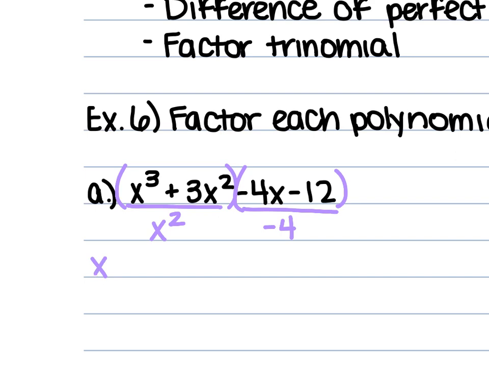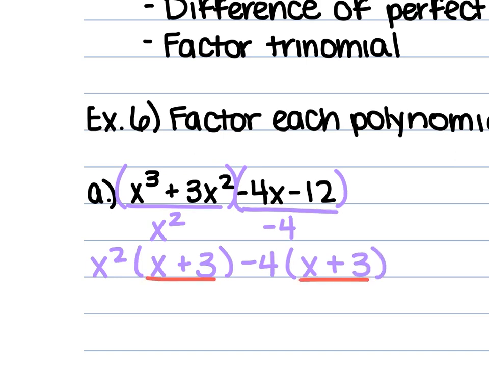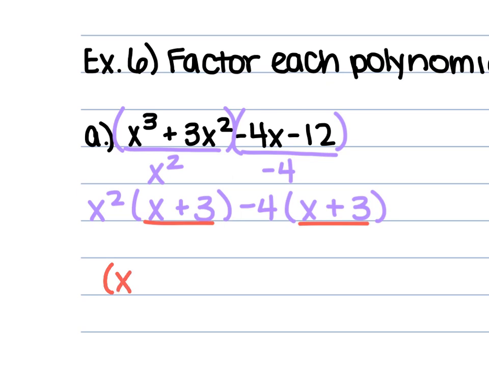So this is going to leave us with x squared times x plus 3. Where the 4 is going to factor out to be negative 4 times x plus 3. Because both of those parentheses are the same, we are going to write one of those down and then form another set of parentheses with the x squared and the negative 4.